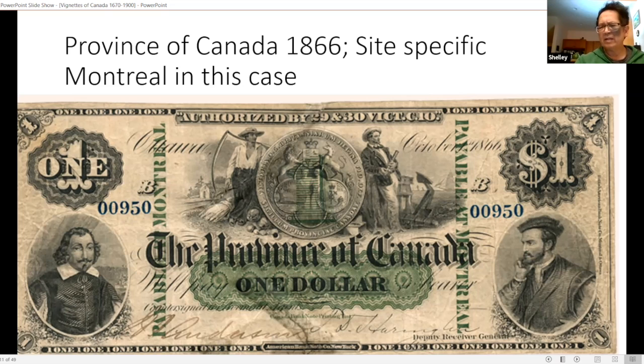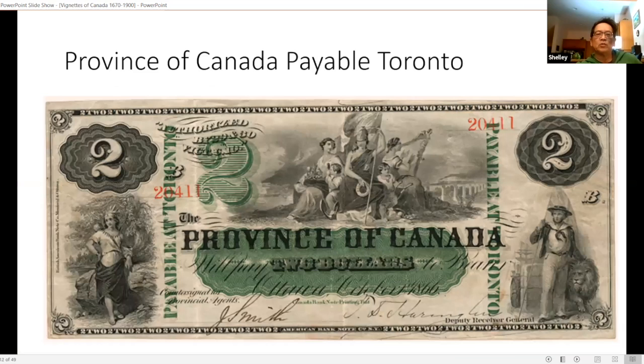Again, site specific. The two gentlemen there are Cabot and Champlain, I think. And again, this is payable in Montreal. This one is payable in Toronto.